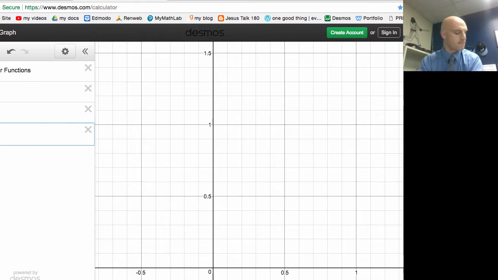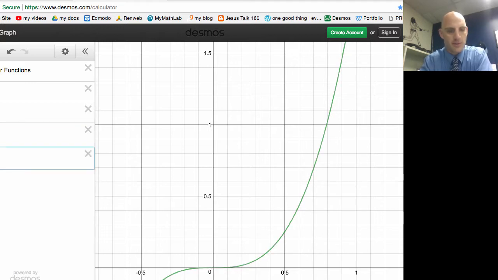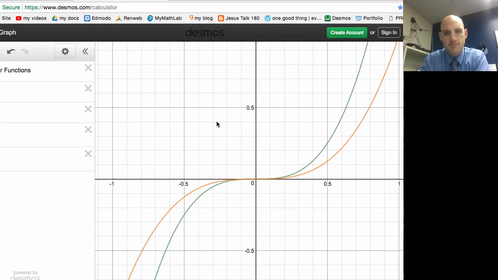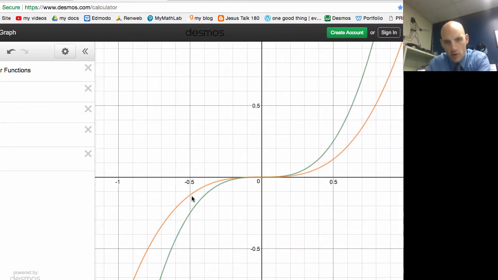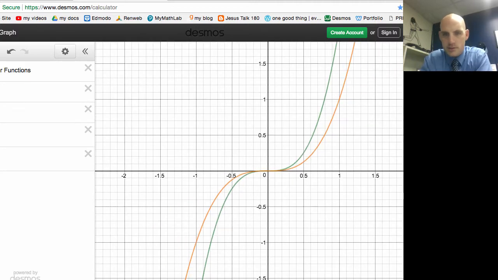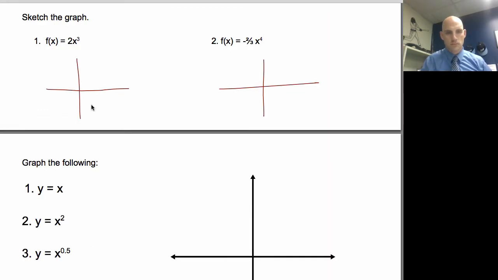So this one is 2x cubed, and it's significant probably to compare it to x cubed, right? Check this out. Notice, my orange is my x cubed. If I zoom out a little bit, watch. My 2 vertically stretches it. And so it's going to be skinnier. So instead of being like this, it's going to get stretched out. That doesn't surprise me. This power's odd. So it's got origin symmetry. Not a problem. What about this one?